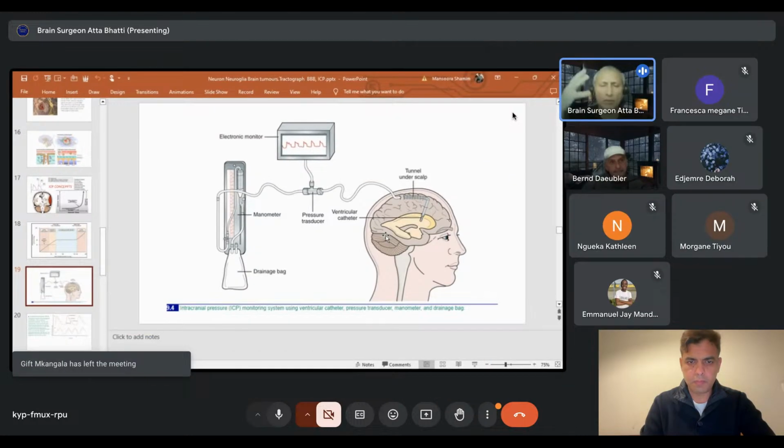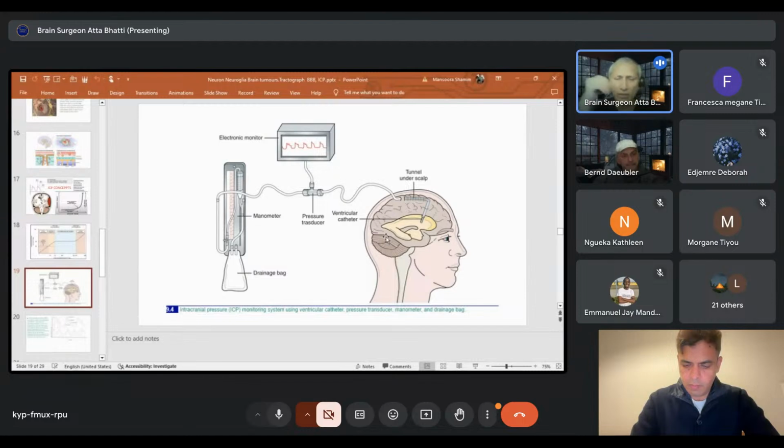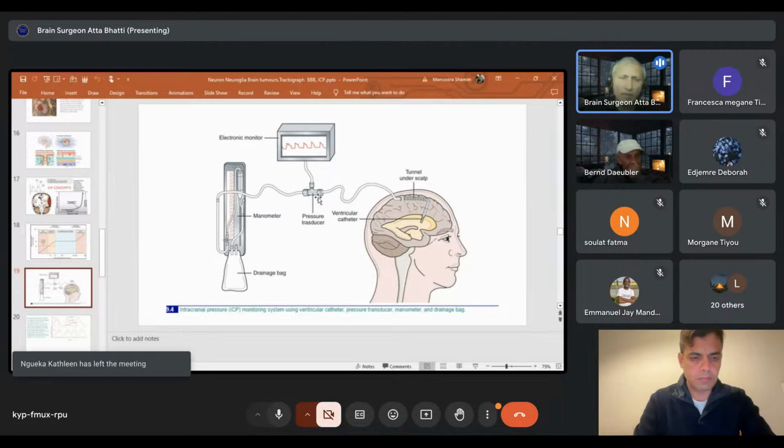So we remove it, we keep it stored inside the body or in the refrigerator to be placed when the ICP and brain gets relaxed after a few weeks time. So this is very critical to assess in a comatose patient, in a ventilated patient.